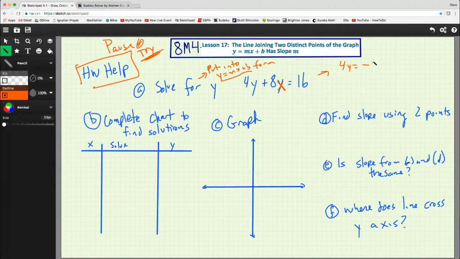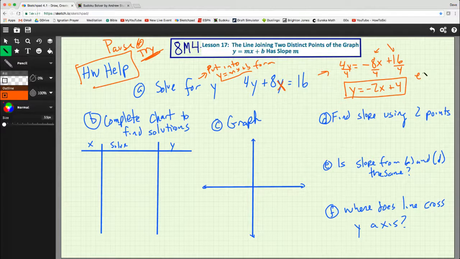So 4y equals negative 8x plus 16. Divide by 4. Got to divide every term by 4, remember, because you have 2 terms over here, because there's an addition or subtraction sign. So y equals negative 2x plus 4. So that's A.